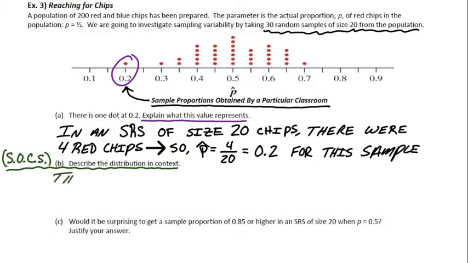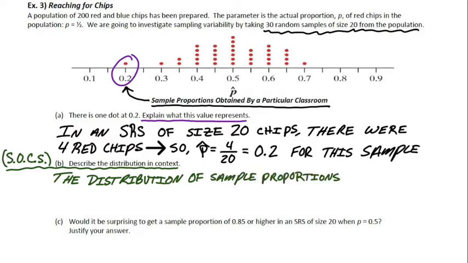So let's start with the distribution of, and what are these things, right? So this is where that context piece comes into play. These are actually sample proportions. So the distribution of sample proportions of red chips. There we go. Context, check. And let's start with the shape.